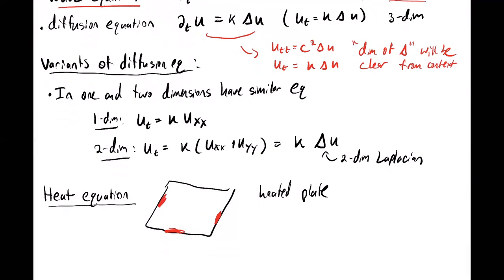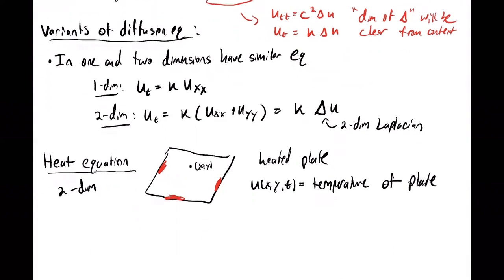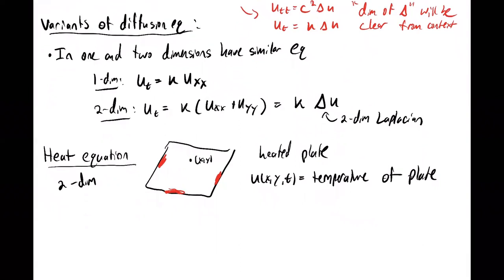Let's say, for simplicity, we're in 2 dimensions. Let's define a function u of x comma y, at time t. Let this be the temperature of the plate. When I say plate, I mean maybe a metal plate, like a block of metal. So let's let this equal the temperature of the plate at point x, y and time t.